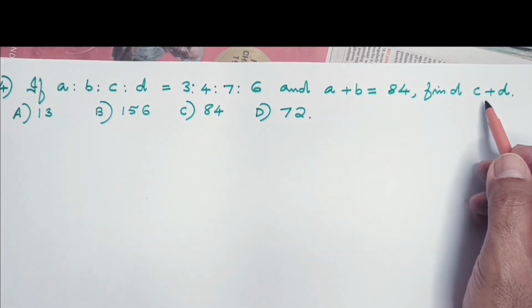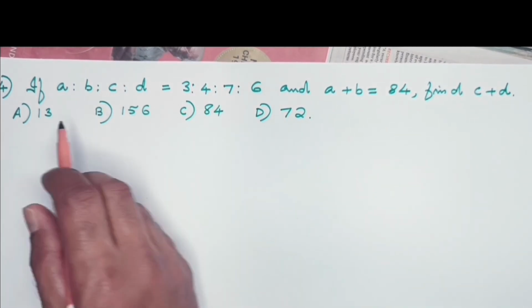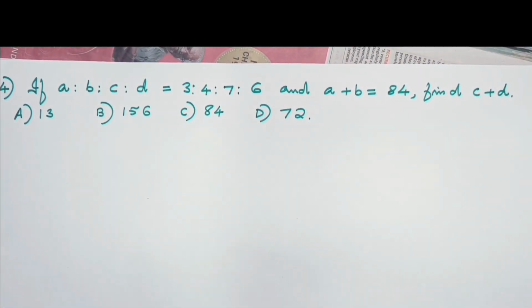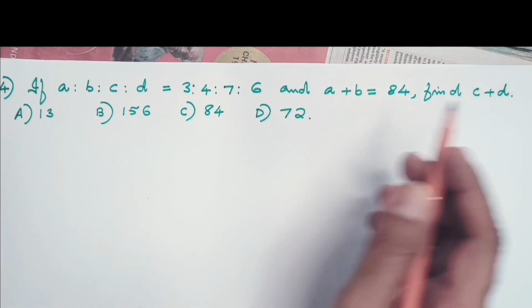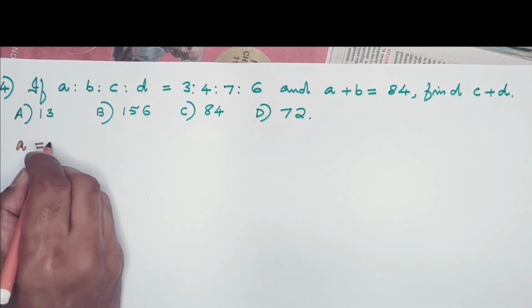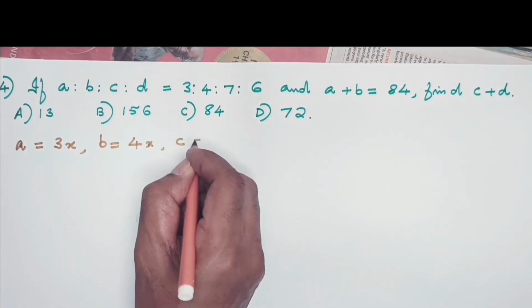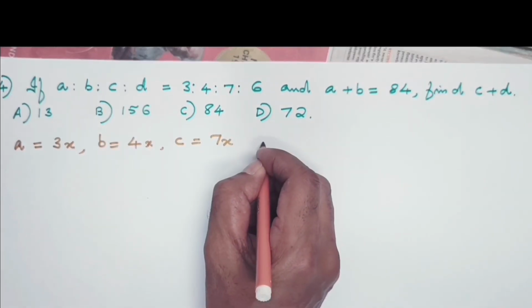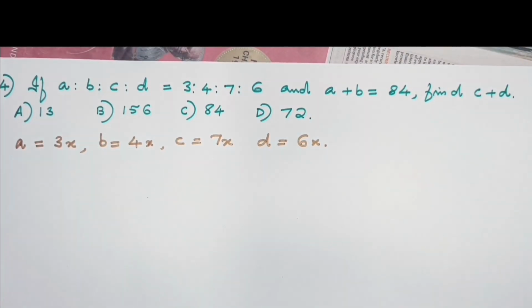In this case, you should take the multiples of 3, 4, 7, 6 as the values of A, B, C, D and then proceed. The other method will not give you the correct answer because C plus D is not a ratio. That is the point I am trying to make. In such cases, A equals 3x, B equals 4x, C equals 7x, D equals 6x. This is where you need to start off.